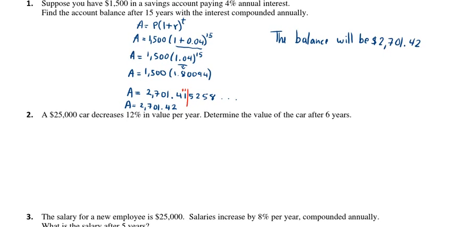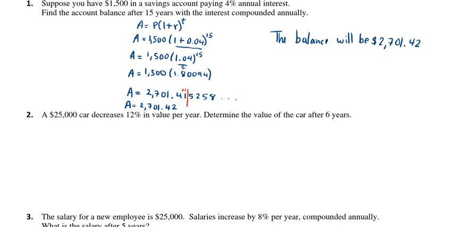Let's look at number two. Number two says a $25,000 car decreases 12% in value per year. Determine the value of the car after 6 years. Something that you buy, like a car, a computer, a printer, any artifact that you buy, loses value. It doesn't increase in value over time, so if you have a new car and then you have the same car after 10 years, it's not going to be worth the same value.